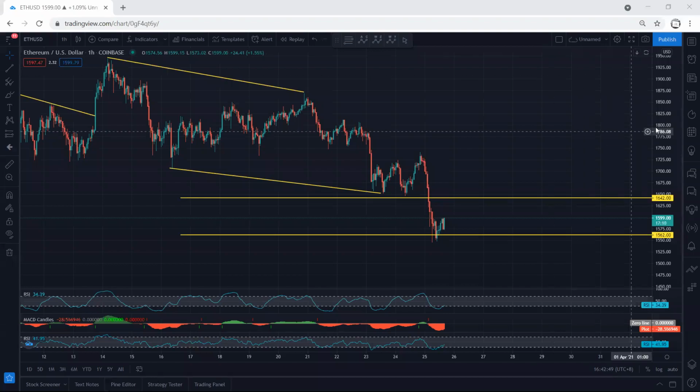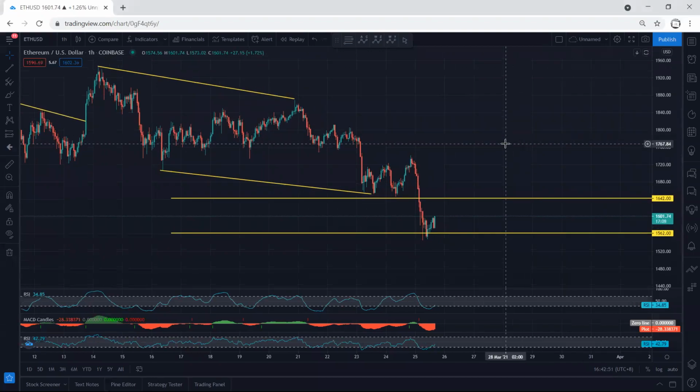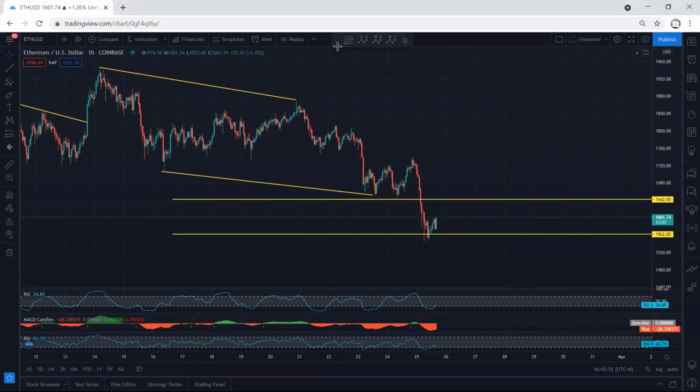ETH, we start with the 1 hour chart. Okay, if we refer to our analysis when the price was in this move, exactly even here, we mentioned we have put this line at 1642, and we expected that drop to 1642, and if there is a breakout, the next level we're looking at is 1562.